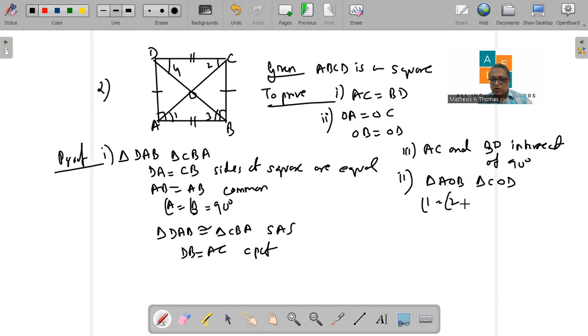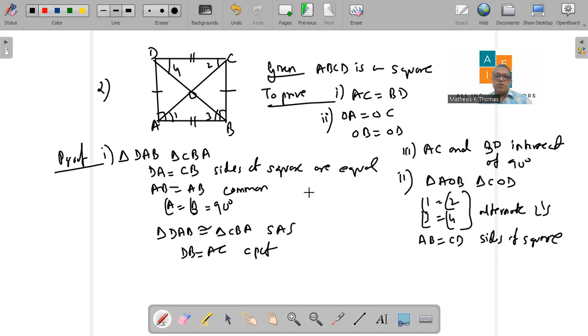So 1 and 2 are equal, and 3 and 4 are equal because they are alternate angles. AB is equal to CD. Again, the reason is that sides of a square are equal. So AB and CD are equal.